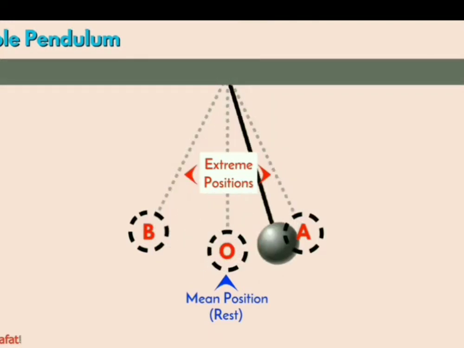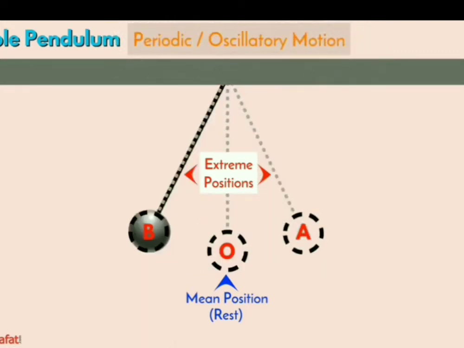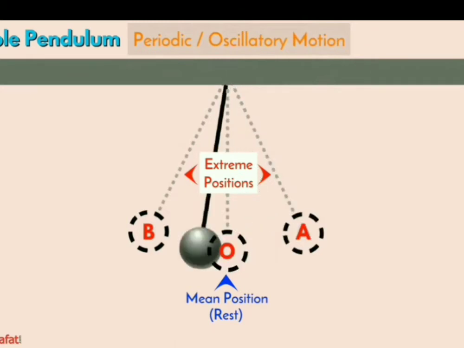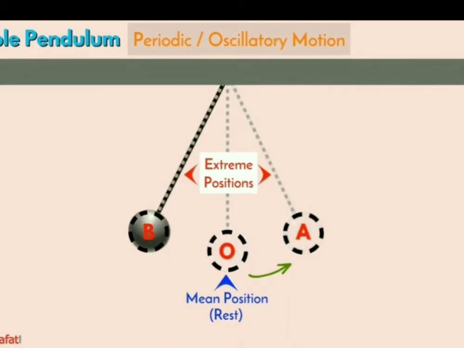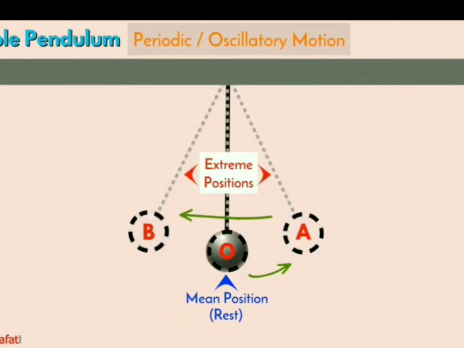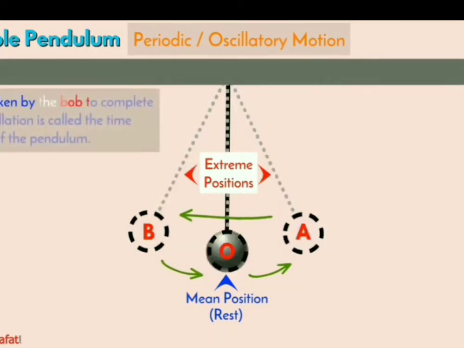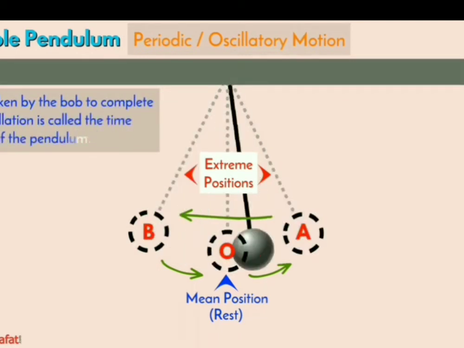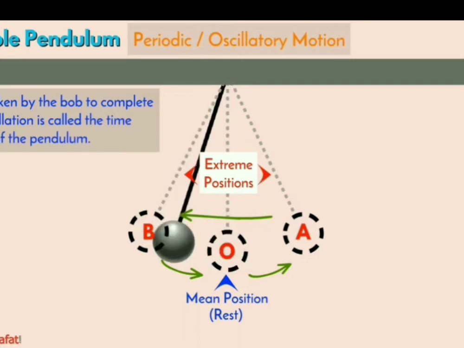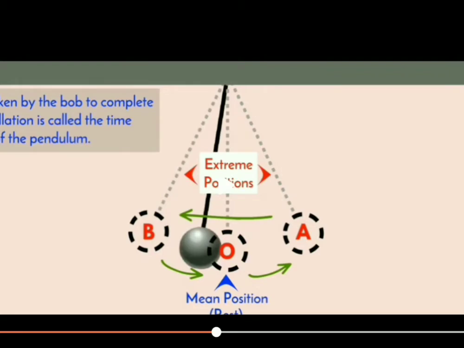Can you see how the bob is moving from one end to the other end through the mean position? Actually, this is oscillatory motion, not periodic motion. So how does the bob move? It moves from O to A, and again from A it moves to B, and again it goes to O. When it completes one oscillation, the time taken by the bob is called the period of the pendulum.